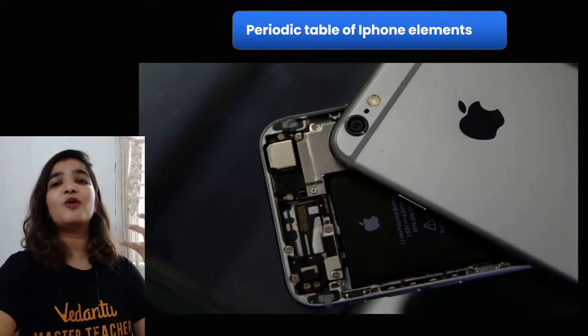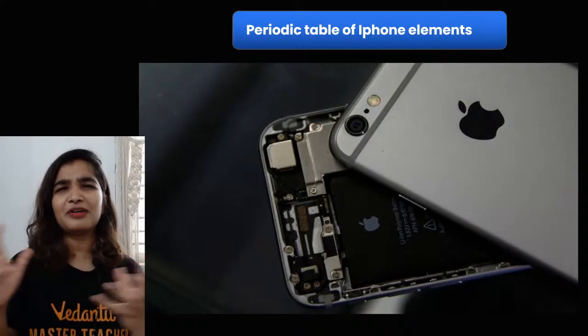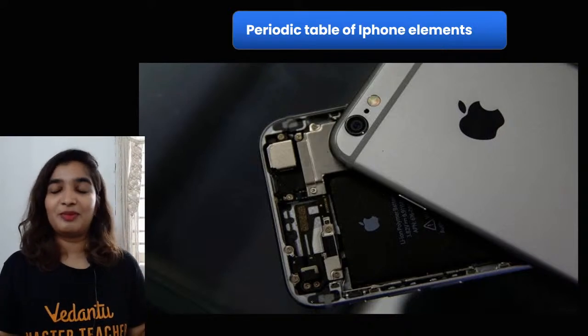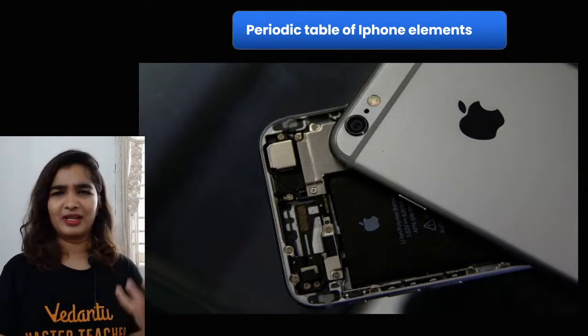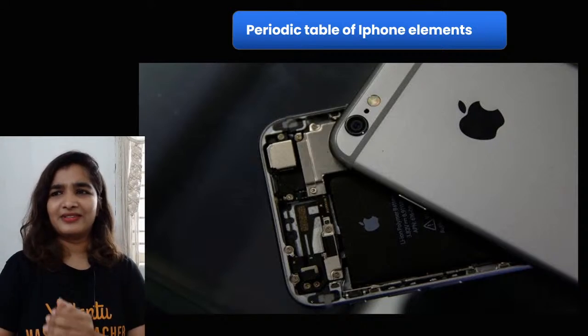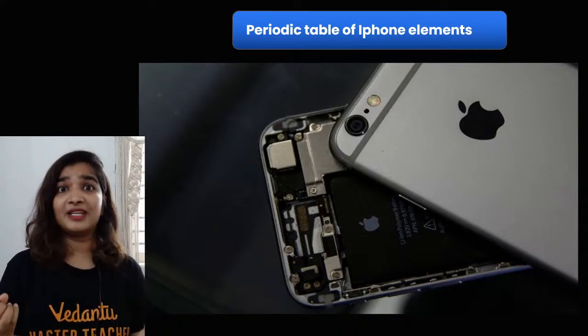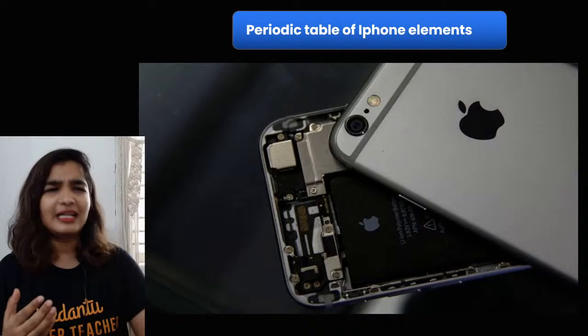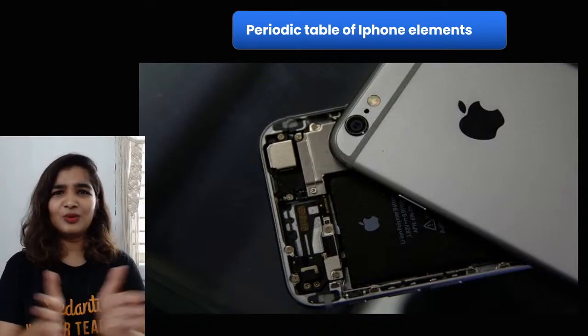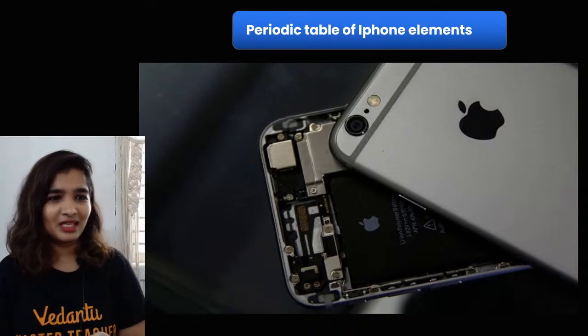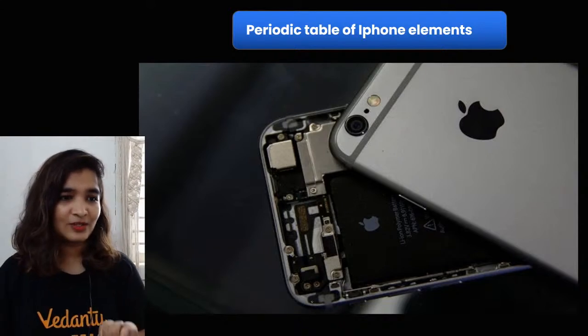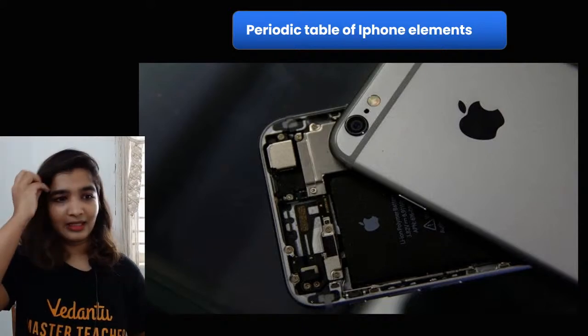So, the periodic table of iPhone elements. Most of the people around me own an iPhone, and people are kind of crazy about smartphones, right? Imagine our lives without smartphones. At least this generation has seen a smartphone since birth, right? Yes or no? Yes.